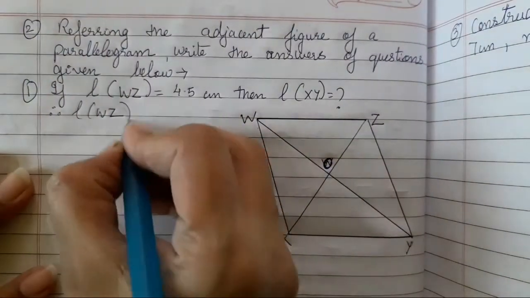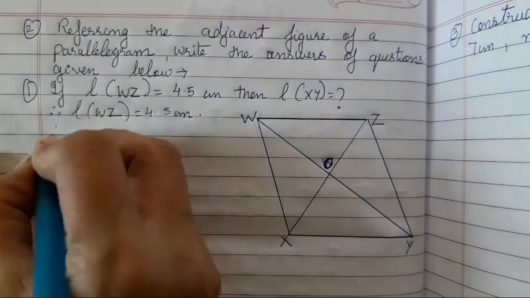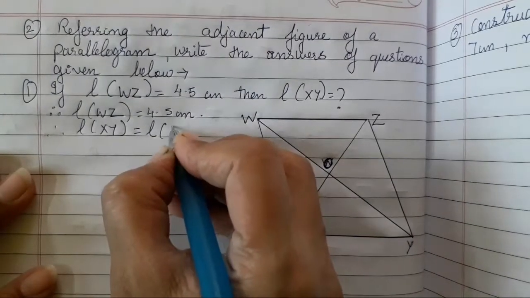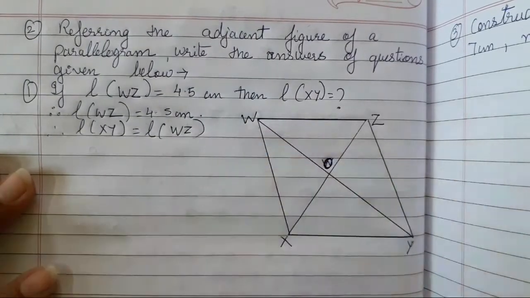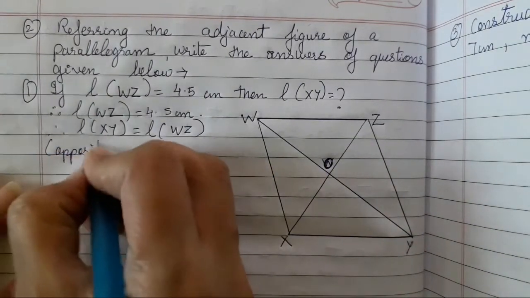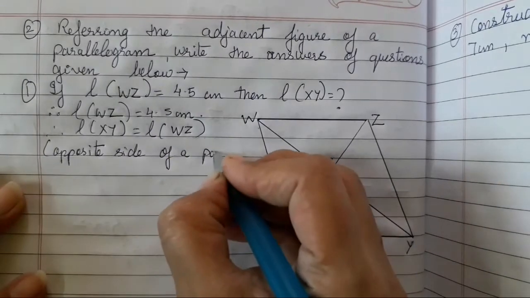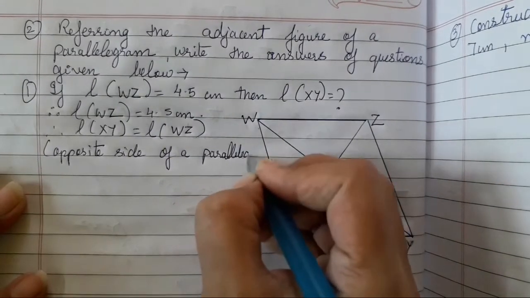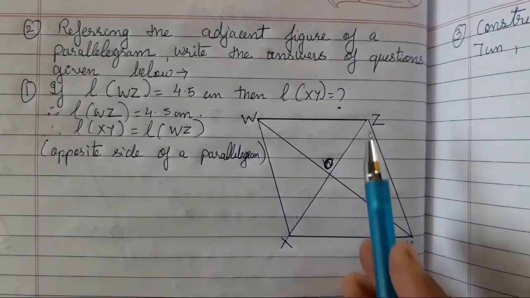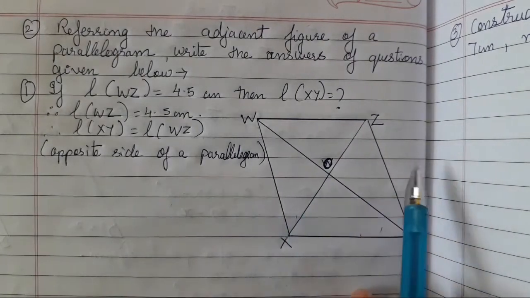Length of WZ is equal to 4.5 centimeter. Therefore, length of XY is equal to length of WZ, and the reason that you all have to give is opposite sides of a parallelogram. As we just now saw that the opposite angles of a parallelogram are equal, in the same way opposite sides of a parallelogram are also equal.